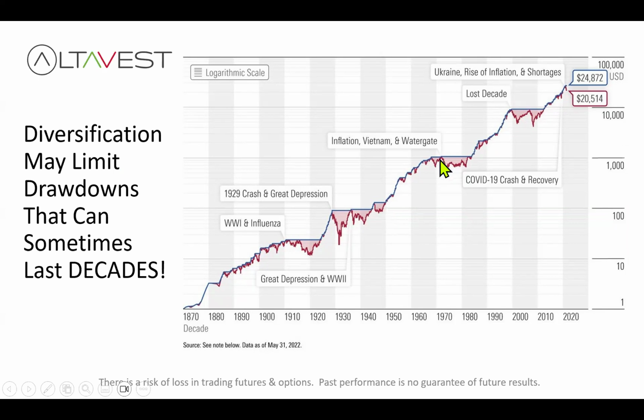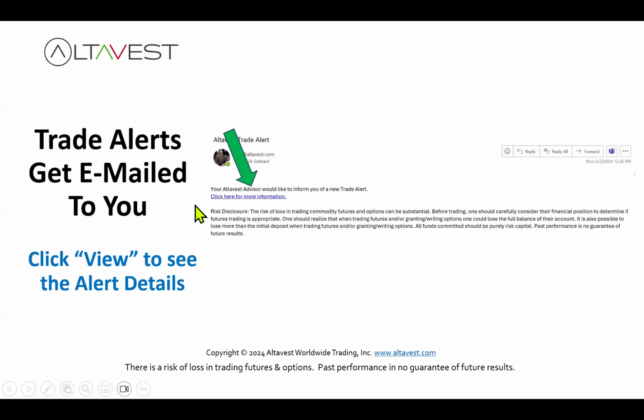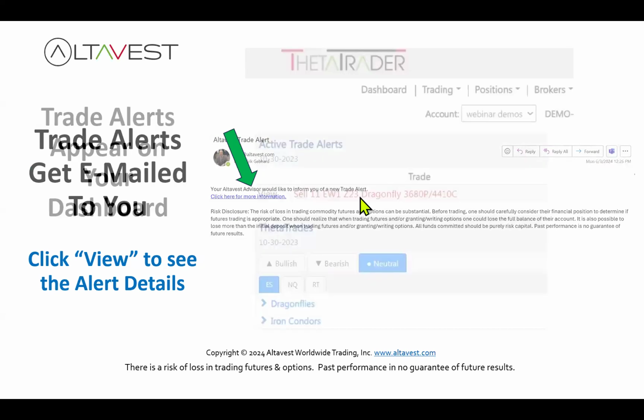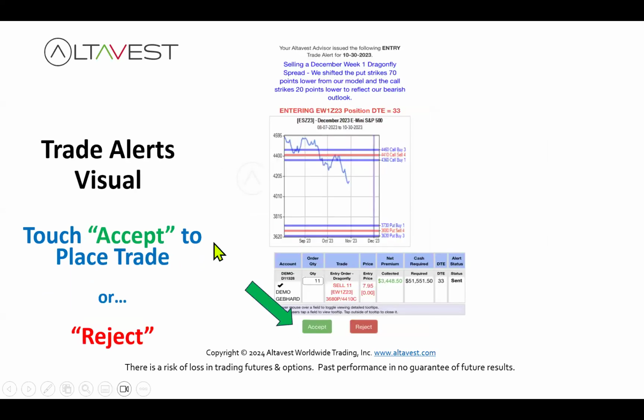If you are unfortunate enough to buy at the wrong time, what if you bought in, I don't know, January of 2000? I don't think you recovered if you did nothing till something like 2013 or 14, if I can recall. But again, those one-touch trade alerts, you saw how those work. They also come to you via email or on your dashboard, that's how they look on your page, or your text message, and you just touch accept.